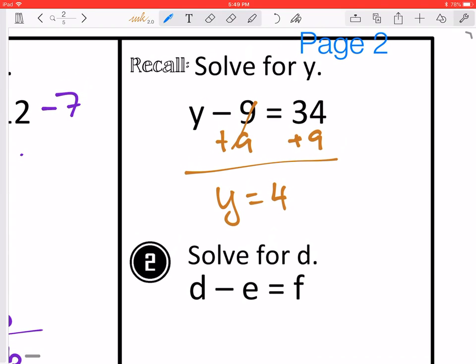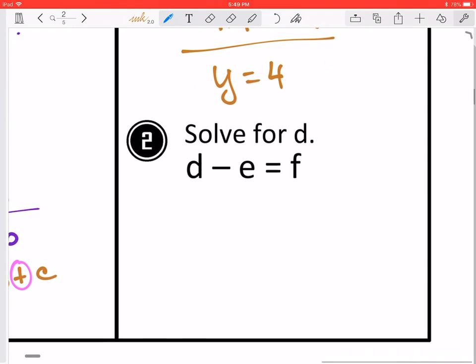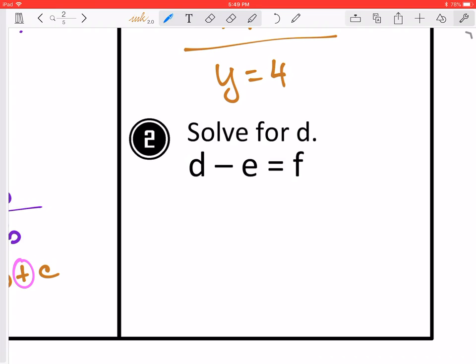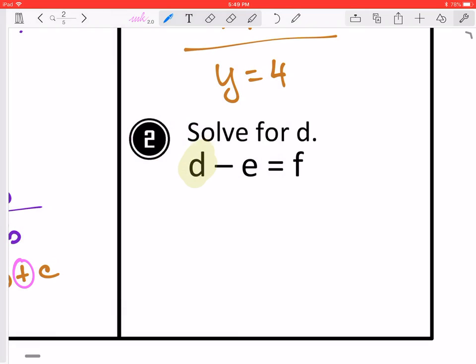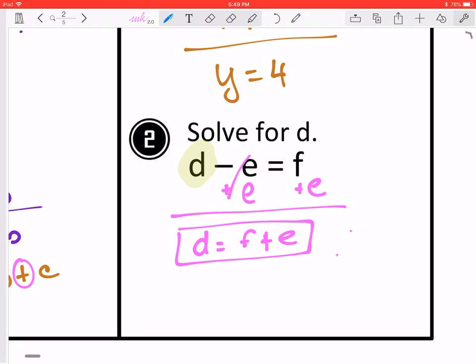The equation up here is not a literal equation. In order for it to be a literal equation, we must have two or more variables. So now I'm going to look at this, and I'm going to solve for d, which is that one there. So now I'm going to do the inverse operation of the variable. So I'm going to add e, so then that's going to give me d is equal to f plus e. Not too bad, right? It's simple.